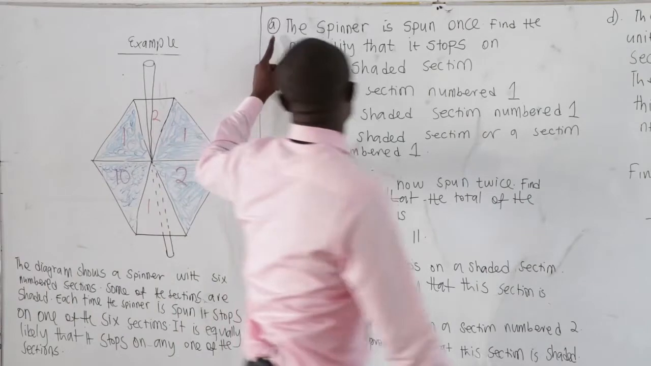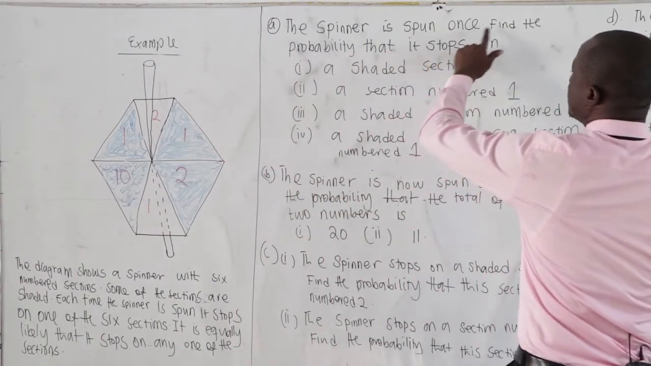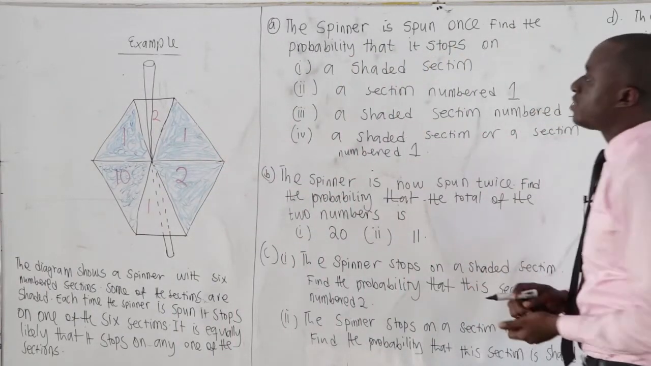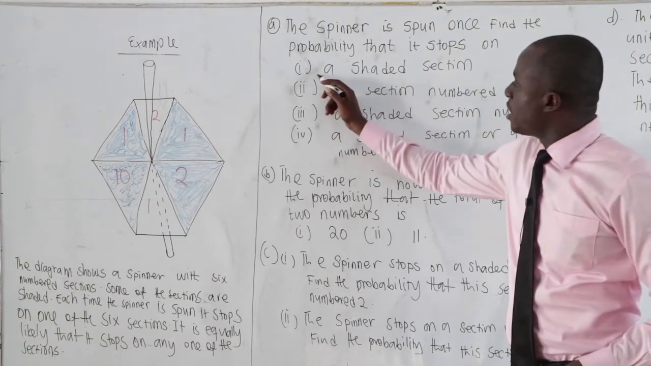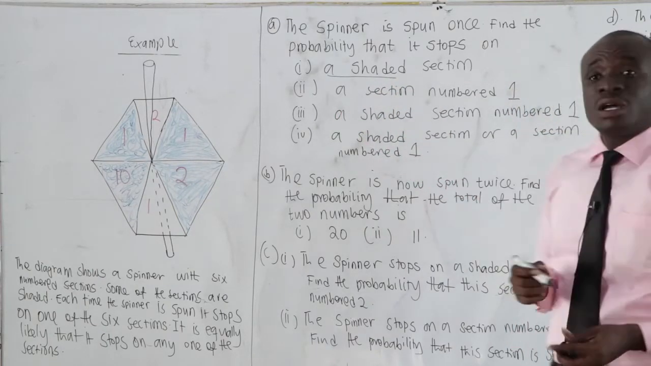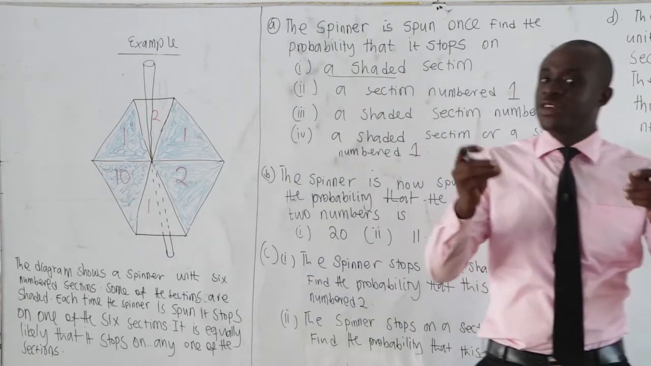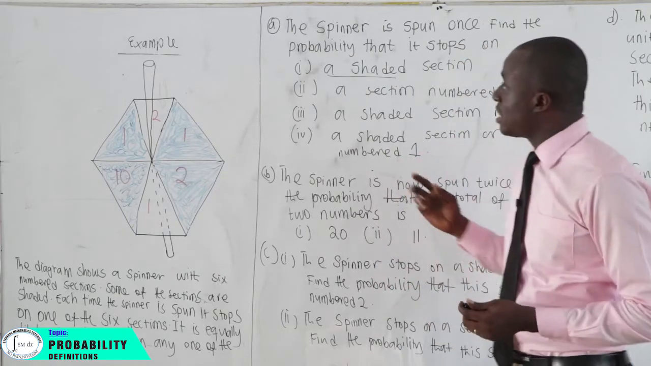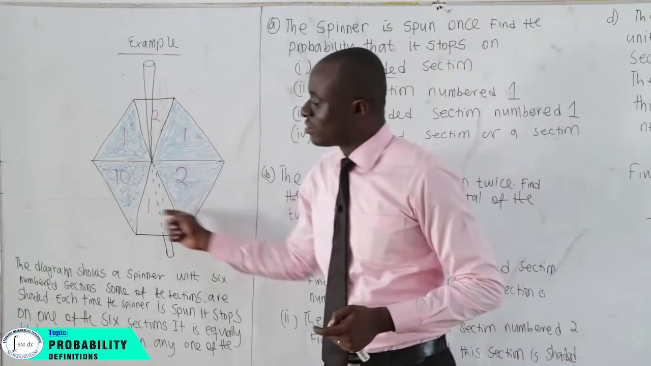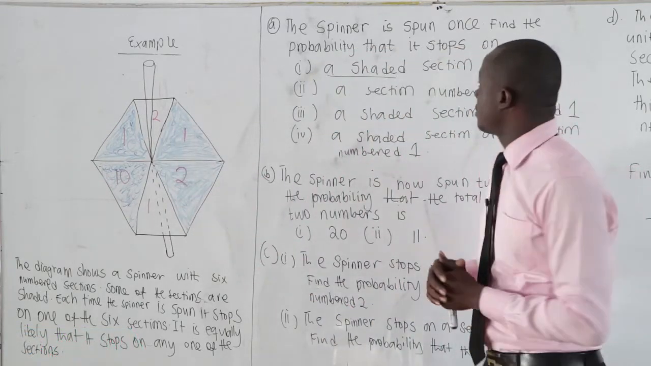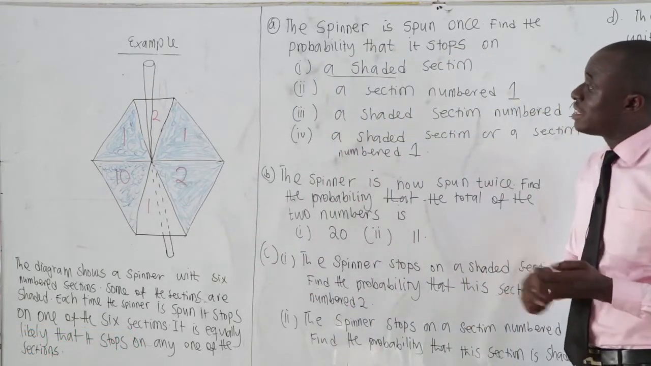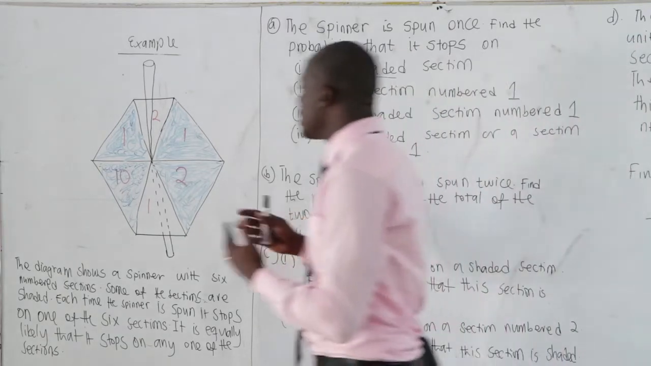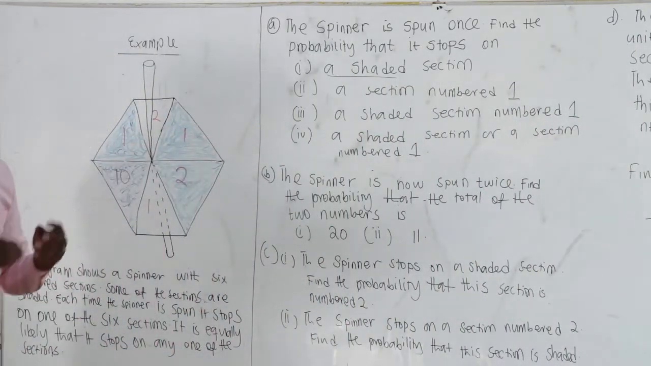The question here says that the spinner is spun once. Find the probability that it stops on a shaded section. Now, probability is number of events all over number of sample space. So in this case, the sample space is all the 6. And then it says that the event is a shaded section. So let's see the sections that are shaded.